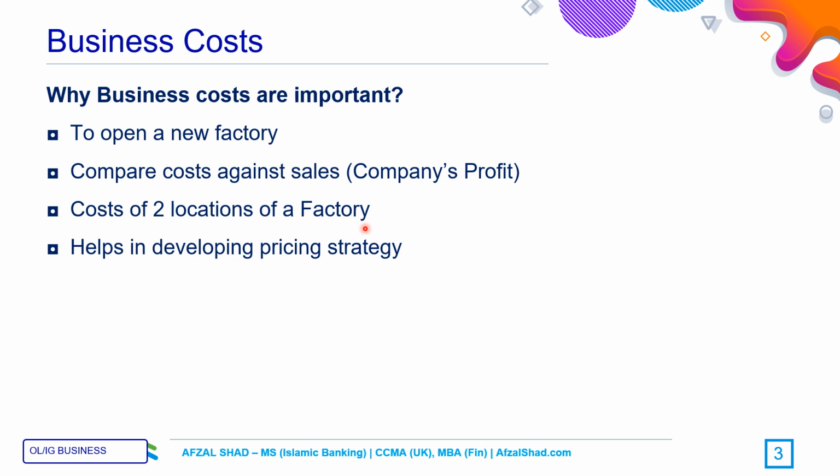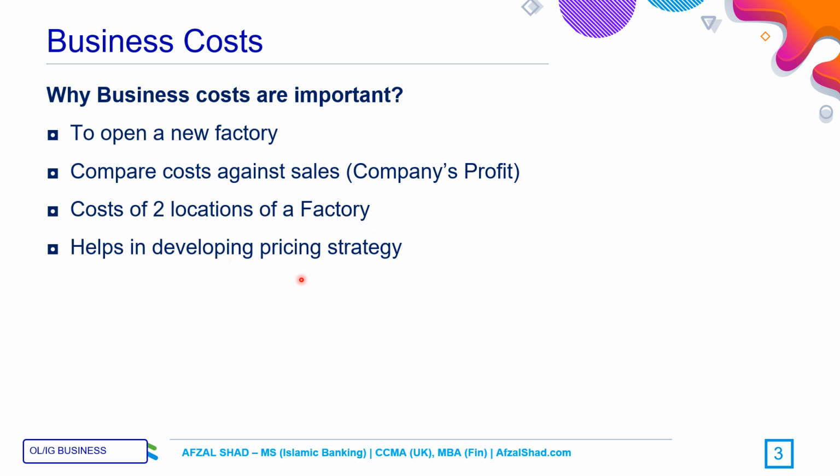So while we are choosing the location, we discuss all of the costs, starting from the cost of business to the cost of delivery of the products. So we compare both of the factories' costs with each other. So again, business cost becomes important for us because we cannot choose a location without having information of the cost.